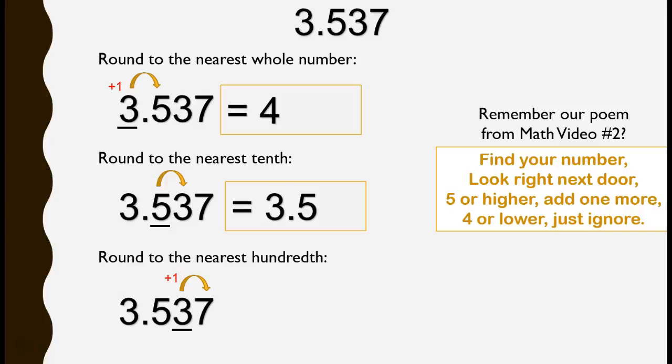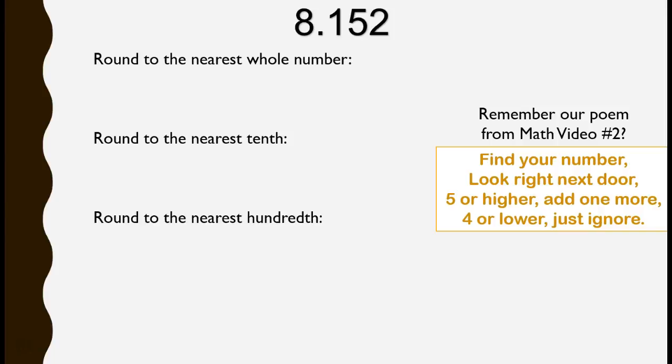Okay, so that 7 tells us to add 1 more to that 3. So we're going to change it to a 4, and then everything else to the right becomes a 0. Okay, and again, since that 0 at the end is not holding a place, we could just ignore it. And our answer would be 3 and 54 hundredths. Okay, let's try one more together, and then you get to try a couple all by yourself.